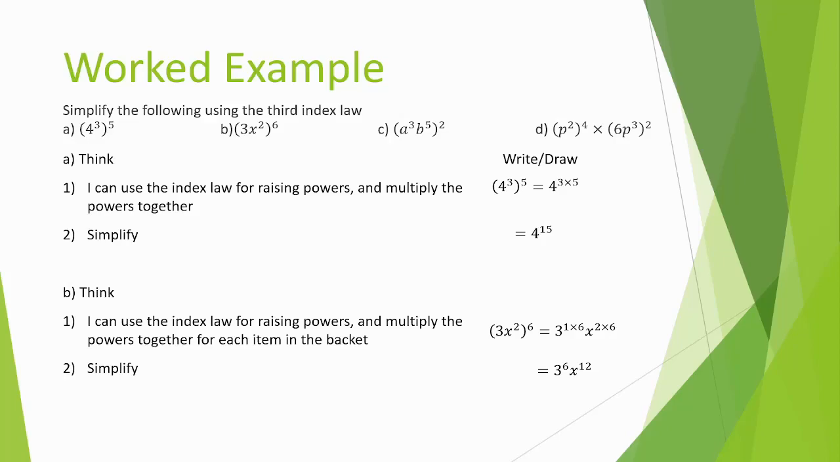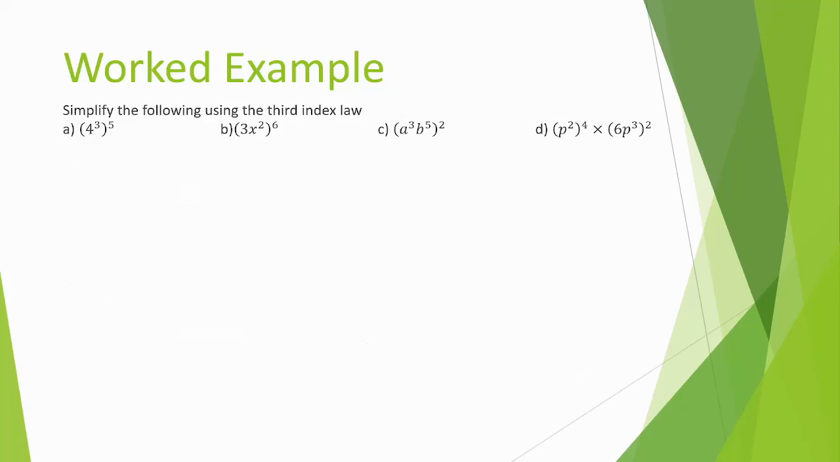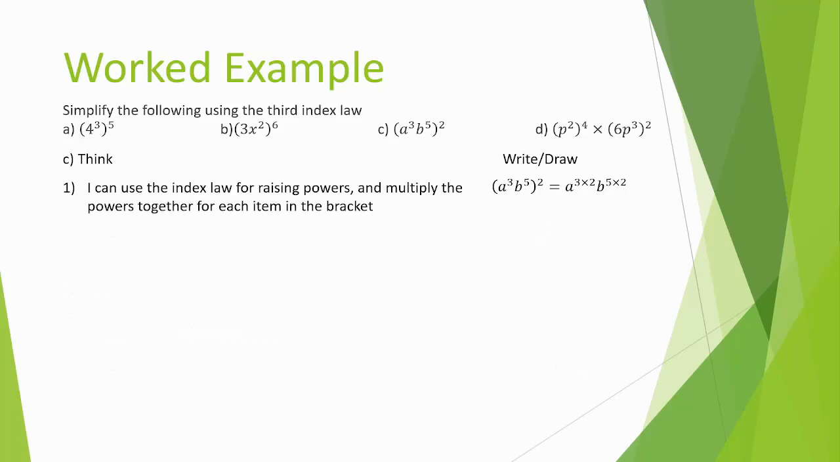So let's have a look at questions C and D now, and it's a little bit trickier. Again, we're going to do the same thing as we did before. We're going to use the power that's on the outside of the brackets and multiply everything that's on the inside of the brackets. So we're going to get a to the power of 3 times 2 and b to the power of 5 times 2. And when we simplify that, we get a to the power of 6 and b to the power of 10.